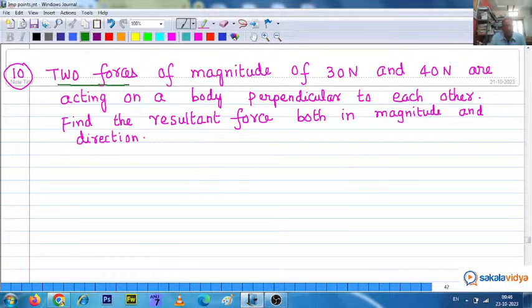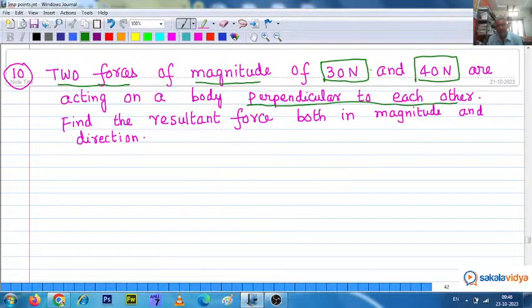Okay, try to understand the problem. Here two forces, magnitudes of two forces are given. First one is 30 newtons, second one is 40 newtons, acting on a body perpendicular to each other. Perpendicular to each other means the angle between these two forces, theta, is equal to 90 degrees. This we need to understand. And next we need to find out the resultant force, that means R bar, both the magnitude of this one, and next direction. Direction means angle alpha we need to find out. Okay, let us try to solve it now.